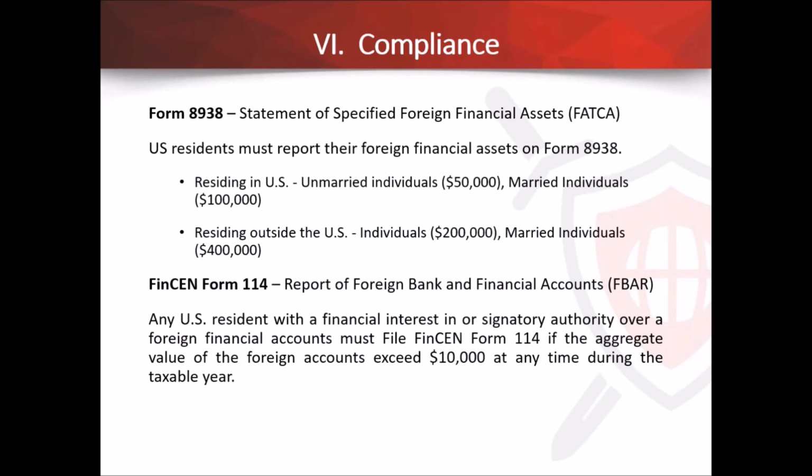The wirehouse or the brokerage is going to deal with the FATCA. The FinCEN, we find people get caught. We had a woman who worked in, I think it was Norway, for a period of time, and she had an account with $12,000 in it. You imagine she has an account, it's just she's back in the States, and she violated the FBAR form.